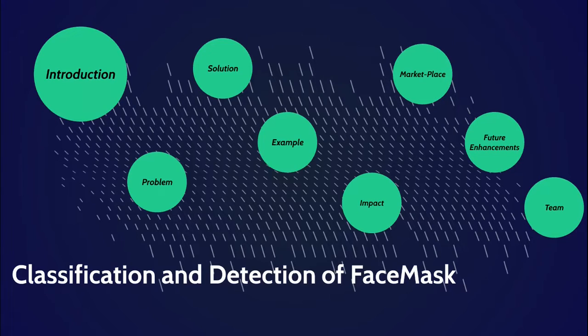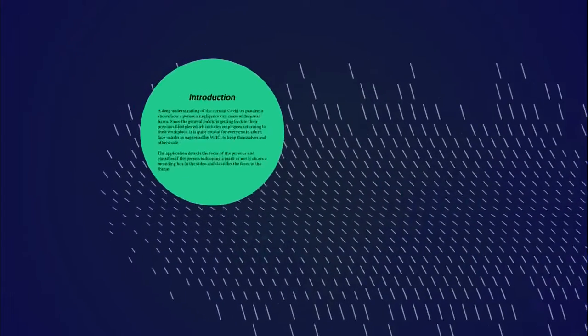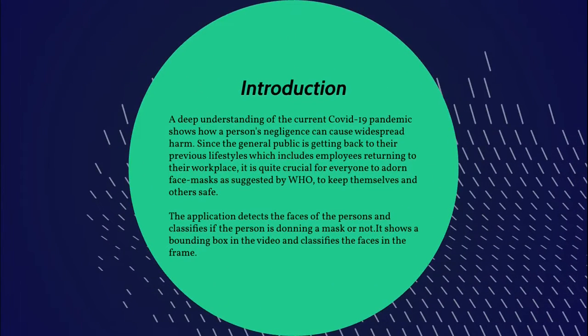We're here to pitch our idea that is the classification and detection of face masks. As people are getting back to their normal lives after lockdown, if they are negligent in wearing a mask, they can cause widespread harm. So it's mandatory to wear masks to keep themselves and others safe. This application uses an algorithm which creates bounding boxes around objects and finds out if a person is wearing a mask or not.